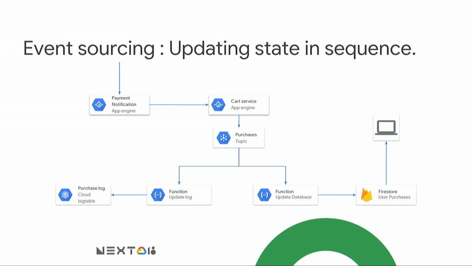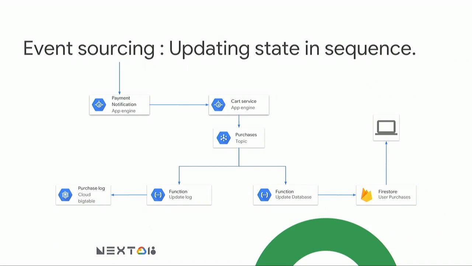There's also an opportunity here to talk about event sourcing, which is essentially when you want to be able to update state, and update state in different locations in a sequence. So look at this as an example. User purchases something. That creates a payment notification, which tells the cart service, hey, this item has been purchased. That marks it and basically kicks off a message that triggers a few functions as well. One function is updating the purchase log, which is in some data solution, in this case, Bigtable. Another function in the same sequence is updating state in a different location, like in the user purchase database.